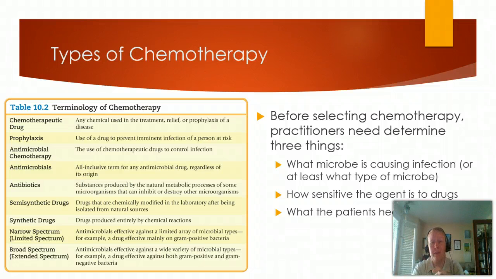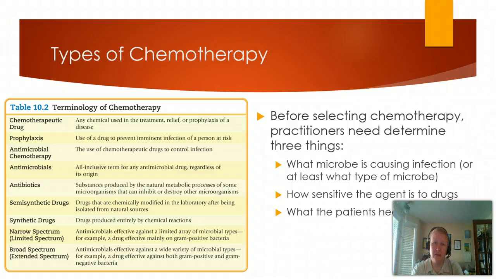Now, narrow spectrum means that it affects a very specific type of bacteria. So as you can see from the example on the chart, it affects only gram-positive bacteria. So it can be a very narrow window, whereas broad spectrum may be effective against positive and negatives. So this is kind of a shotgun versus the sniper approach. A shotgun approach is one that's great when we don't know what's going on and we just need to clear it up, whatever it is.